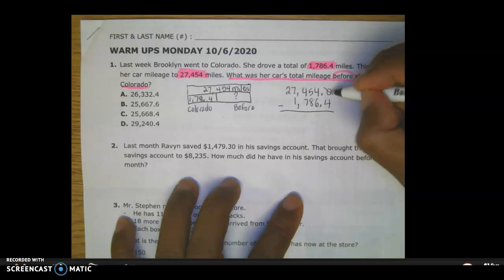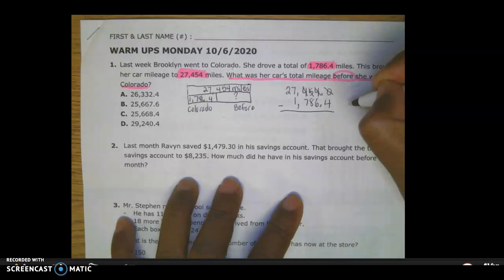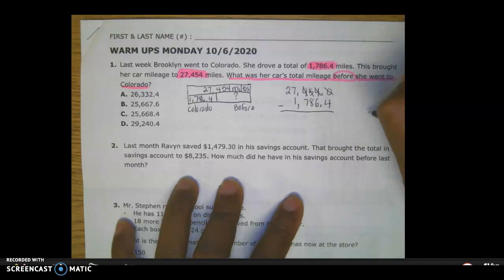So remember, you need to borrow and regroup, right? And do it from there. Okay, so you need to do your own subtraction.